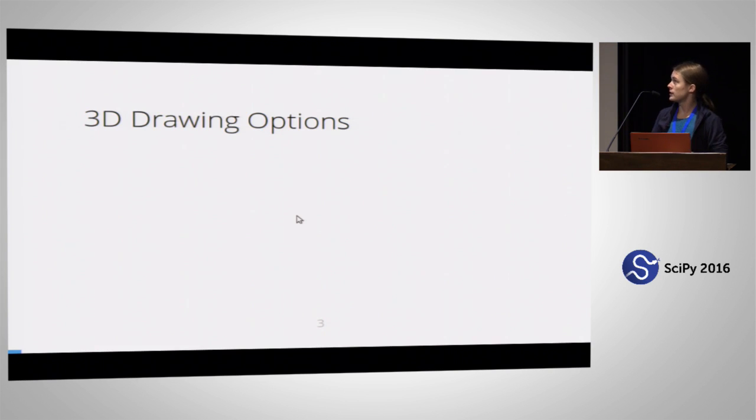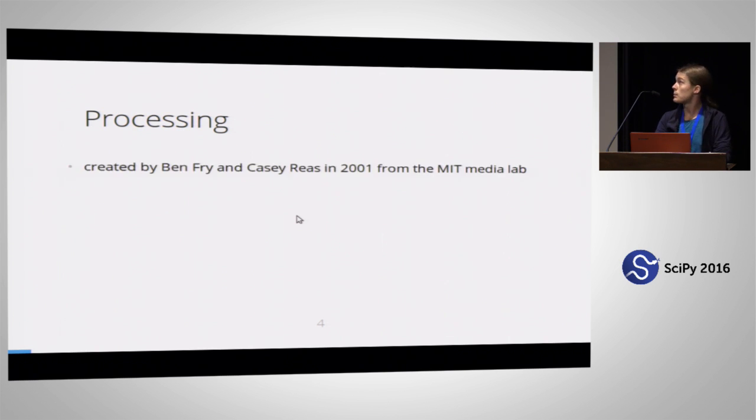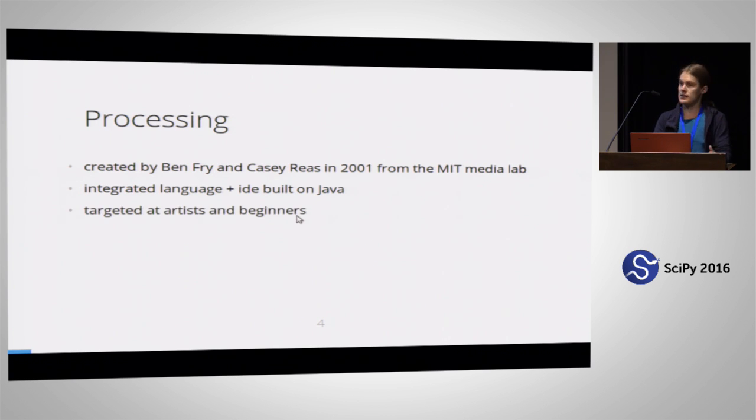And so he starts looking for options. The first thing that he comes across is processing and Python mode. As an introduction, processing is a project that came out of the MIT Media Lab in 2001. Processing is both the name of the IDE, the language, and the project. It's targeted at artists and beginners, so it has a fairly simple syntax. And the latest versions have a Python programming mode.